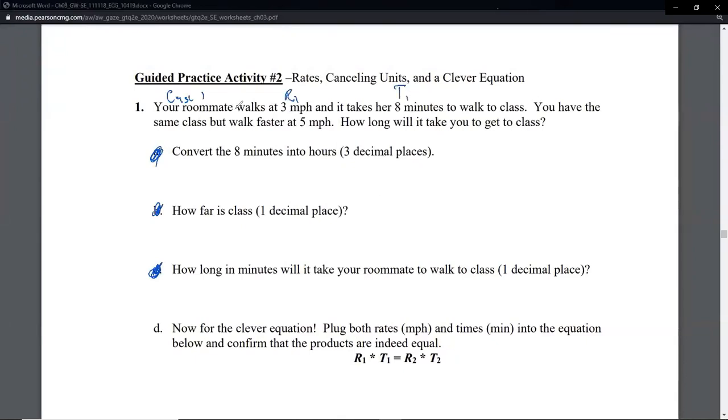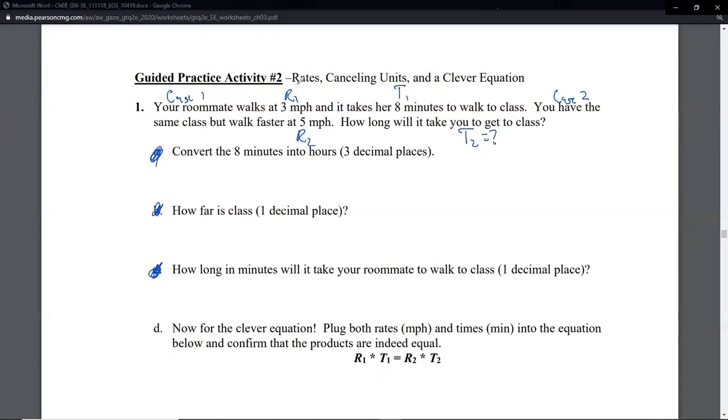All right, then the other person, oh, I'm sorry, case one was the roommate. Case two, that's you. You walk faster at 5 miles per hour, that's rate two. So you is case two, and I said that funny intentionally. So your goal is to find how long it will take for you to get to class, which we'll call T2. So we're just plugging those numbers into the concentration equation.